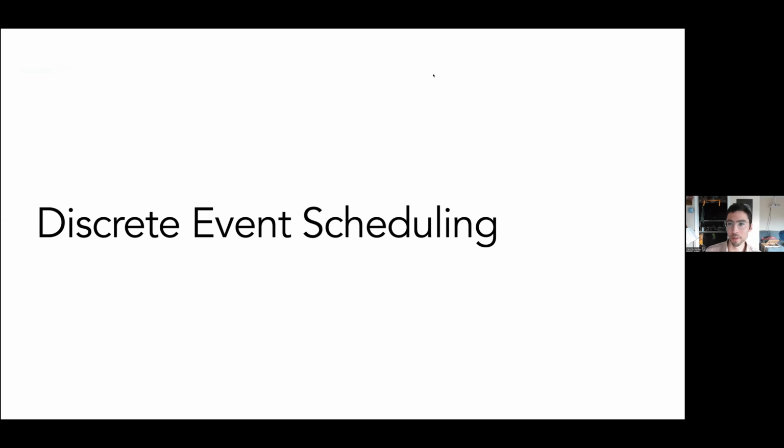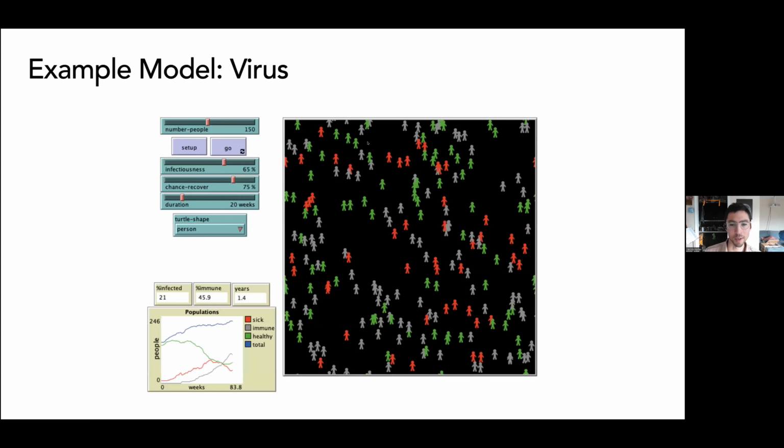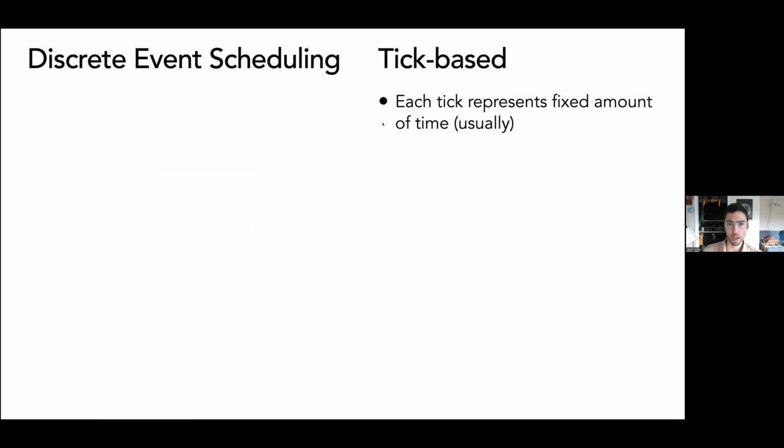Okay, so I'm going to go on to discrete event scheduling, and Steve Railsback was on the call, was part of the development of this. So maybe I'll direct questions to him at the end. I'm going to use an example model here of the virus model, which we already saw a version of running. And so comparing the two different types of scheduling.